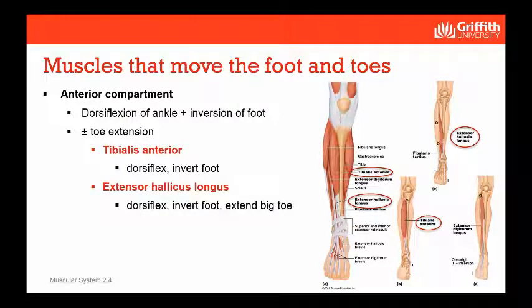Extensor hallucis longus dorsiflexes the ankle and inverts the foot, but primarily extends the big toe. Extensor digitorum longus is the prime mover of toe extension, but also dorsiflexes the ankle.